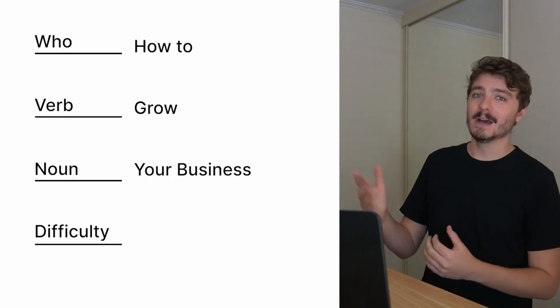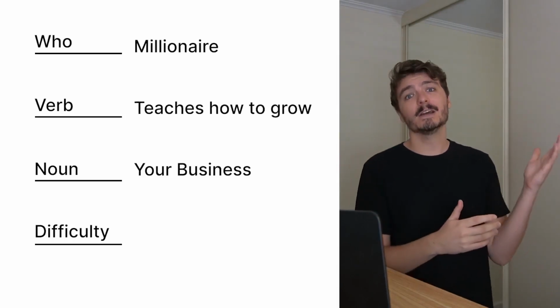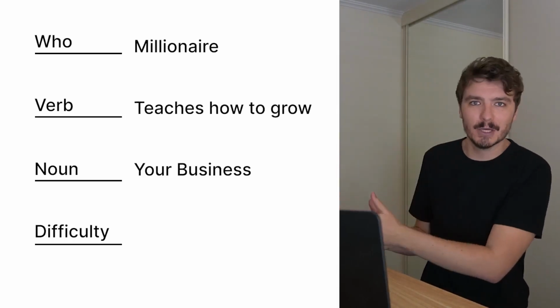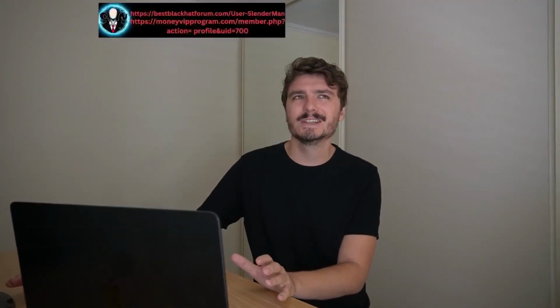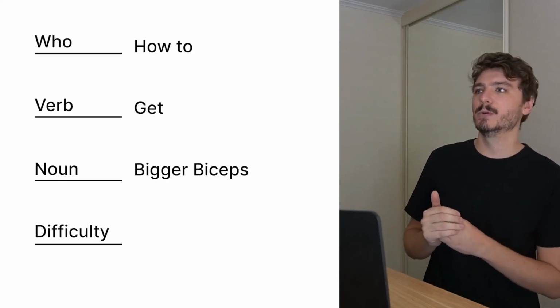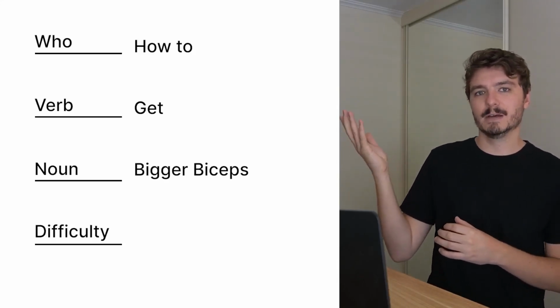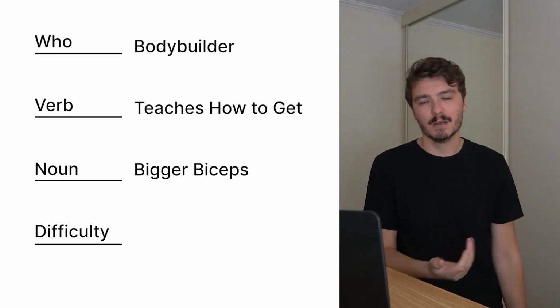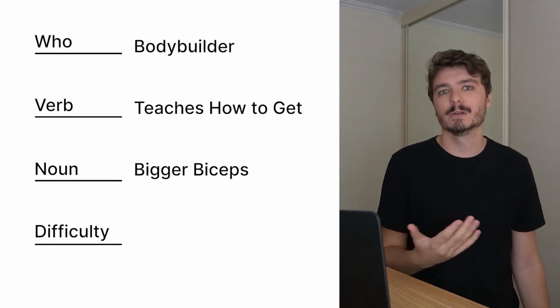Or let's say you're making a video about business and you're a millionaire from running a successful business. Video number 1, how to grow your business versus millionaire teaches how to grow your business. I'm going to trust the millionaire more than this random person. Now, sometimes it can come off as cheesy to say it that obviously. And you can be a bit more subliminal with it, but it really does work and it's an effective technique. Just as another example, how to get bigger biceps versus bodybuilder teaches how to get bigger biceps. I'm going to trust the professional bodybuilder more, obviously.